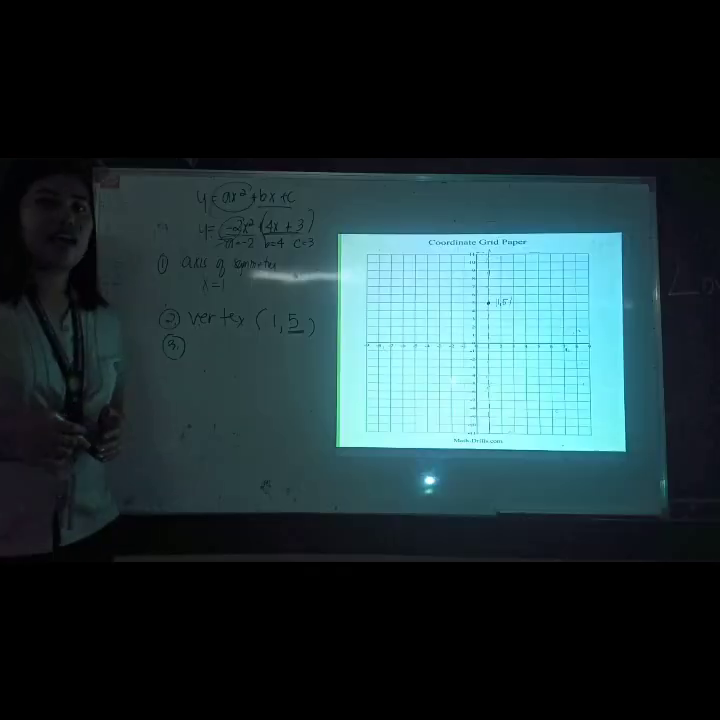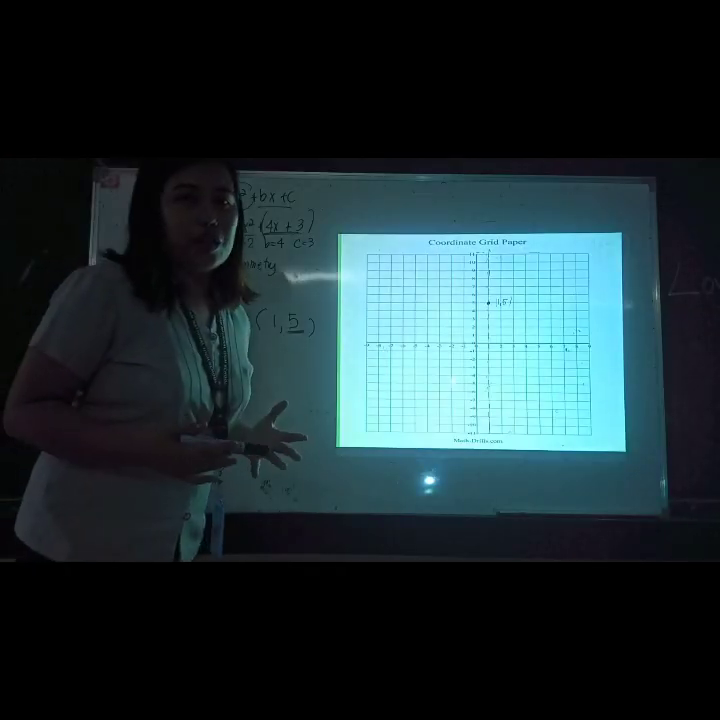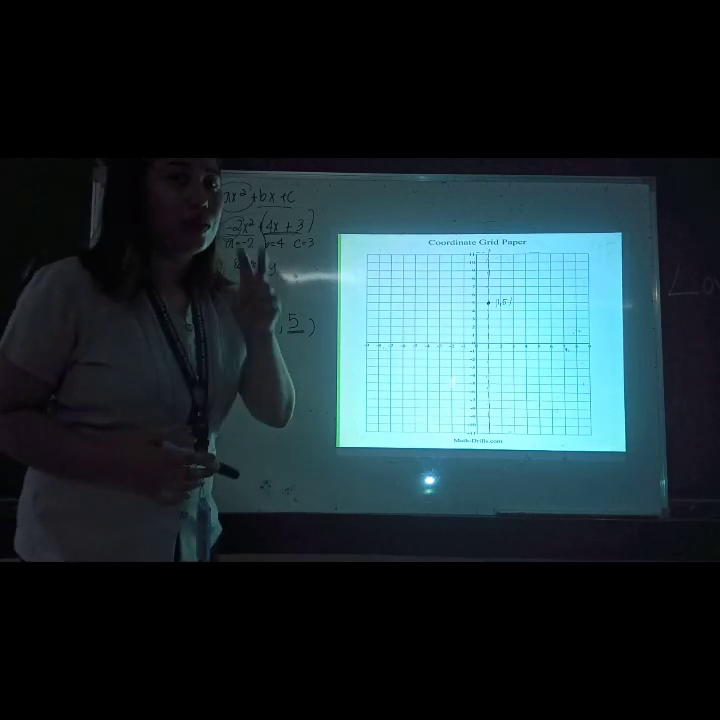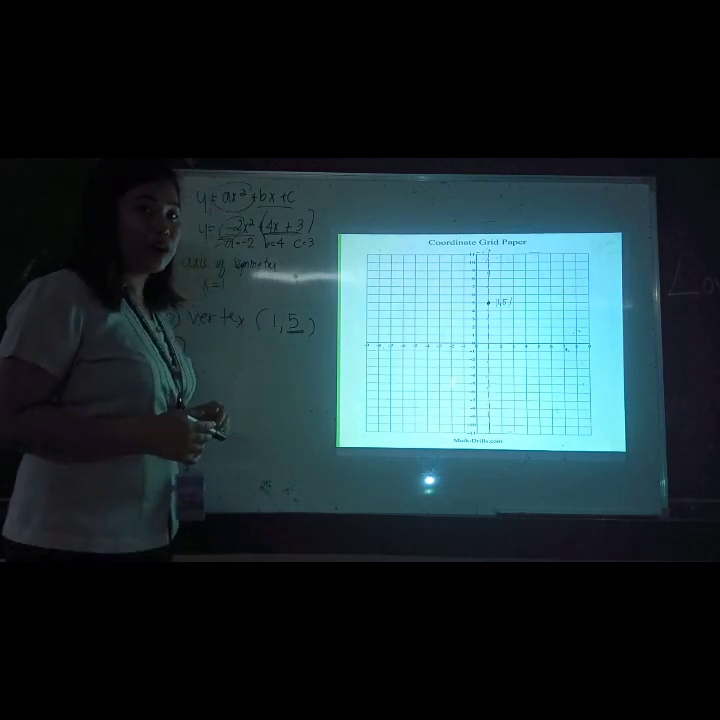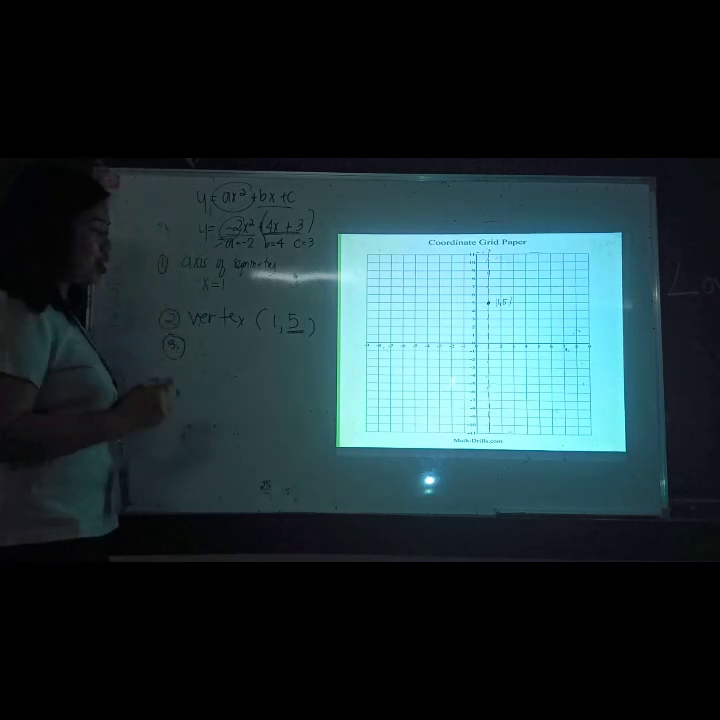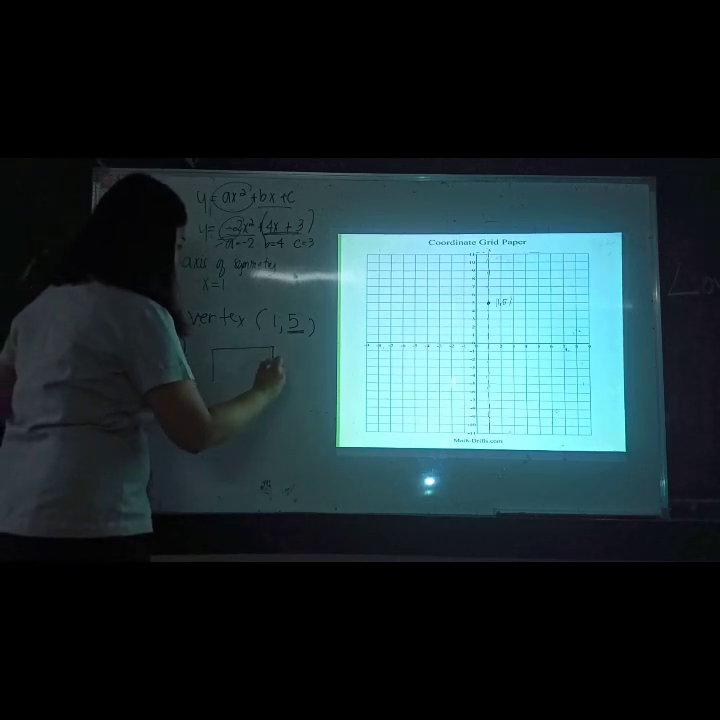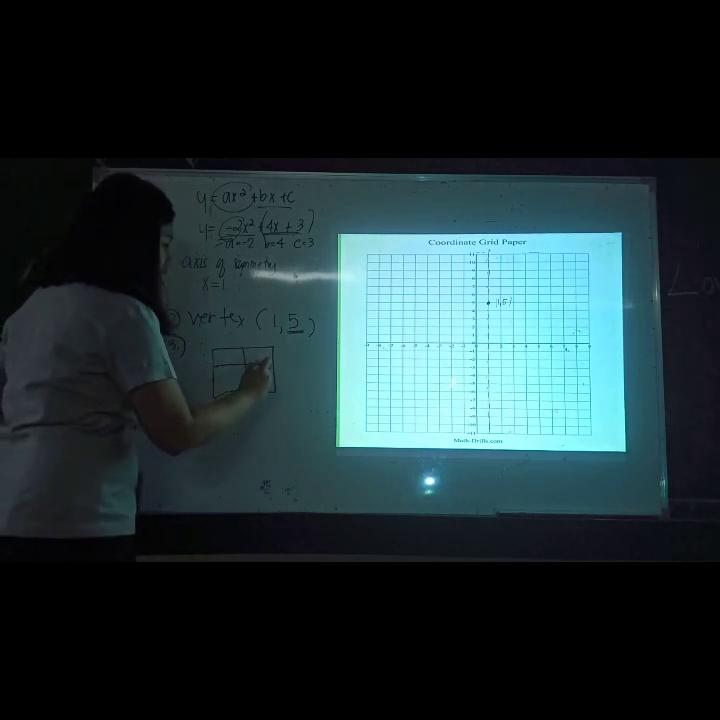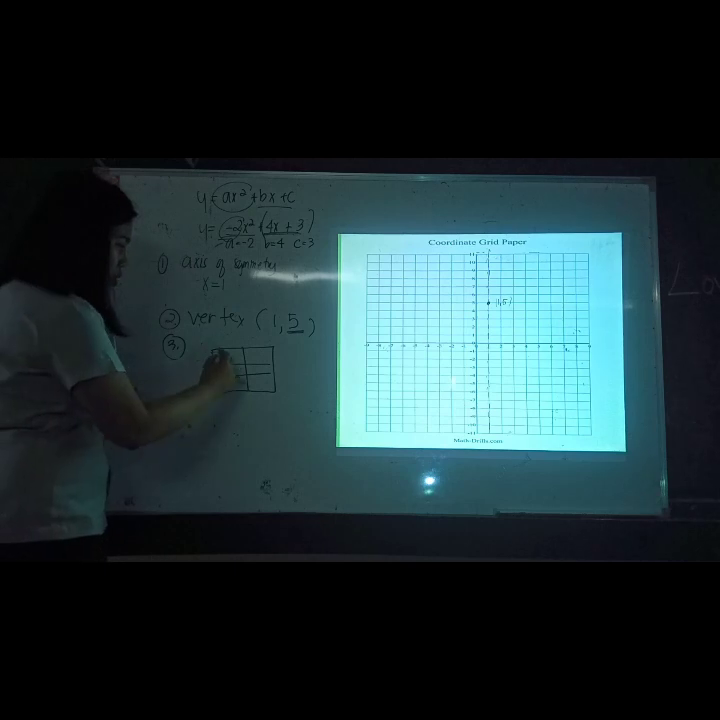Well, I guess so. After you get the vertex, again, as I've said a while ago, we have to find at least 2 points to make the parabola. In finding the 2 points, we have to make a simple table. And again, as I've said, at least 2 points. So we have here x and y.